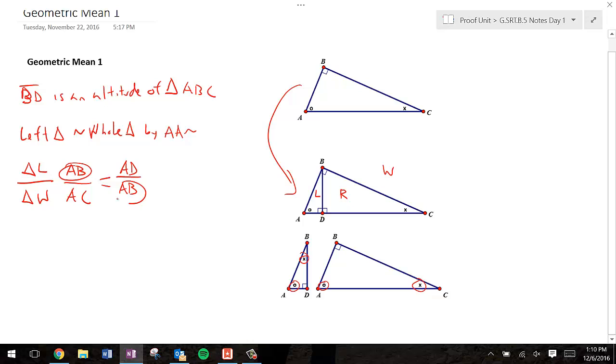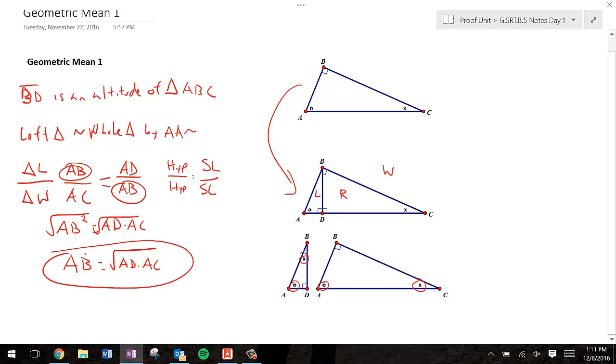And if you notice, you've got your geometric mean here. We had hypotenuse over hypotenuse equals leg over leg, and it's the short leg on each of these. When we work this out, we have AB squared equals AD times AC, and if we took our square root, AB's value equals the square root of AD times AC. So this is a shortcut for us when we get to actually solving these geometric mean problems.